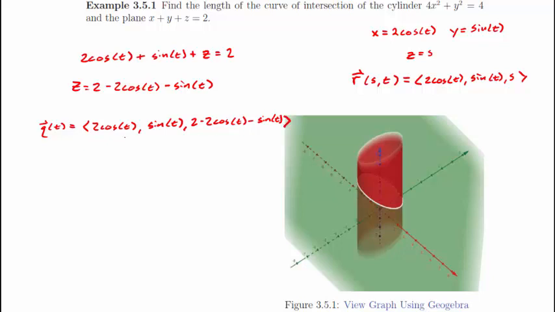And this goes around an entire orbit when t goes from 0 to 2 pi. Right? When we had that top view, we're going to go all the way around the ellipse as t goes from 0 to 2 pi. So the length of this is going to be the integral from 0 to 2 pi of the square root of the derivative squared. So I'd better move this down here.